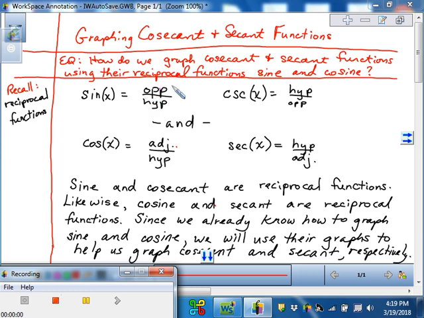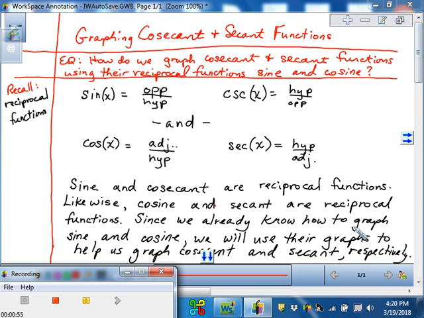Sine of x is equal to opposite divided by hypotenuse, while cosecant of x is equal to hypotenuse divided by opposite. So because their trig ratios are reciprocals of one another, sine and cosecant are reciprocal functions of one another. The same can be said for cosine of x and secant of x. Cosine of x is adjacent divided by hypotenuse, and secant of x is equal to hypotenuse divided by adjacent. So once again, they are reciprocal functions of one another.